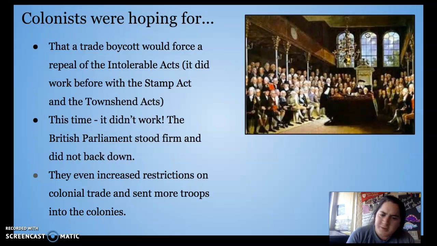That third bullet point, I don't know why it's gray, says the British Parliament even increased restrictions on colonial trade. So instead of backing down, they just got more serious and more stern and more firm with what they wanted to see with the colonies and their trade. And also, they said, hey, you know what? We're going to send more troops into the colonies because we can sense that the colonists are getting ready and preparing for a potential battle, war, fight. We should do the same.